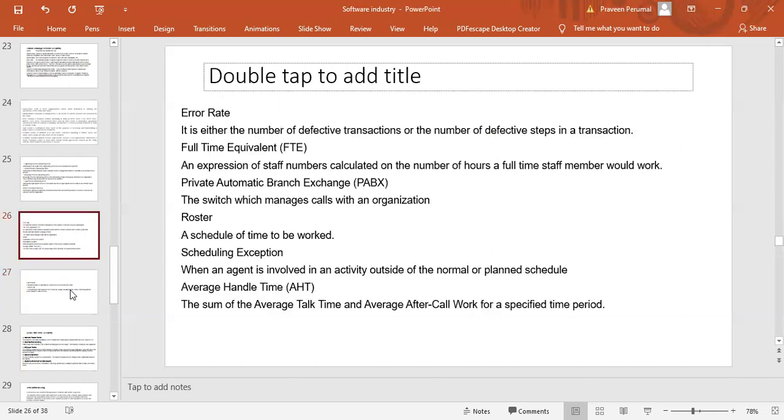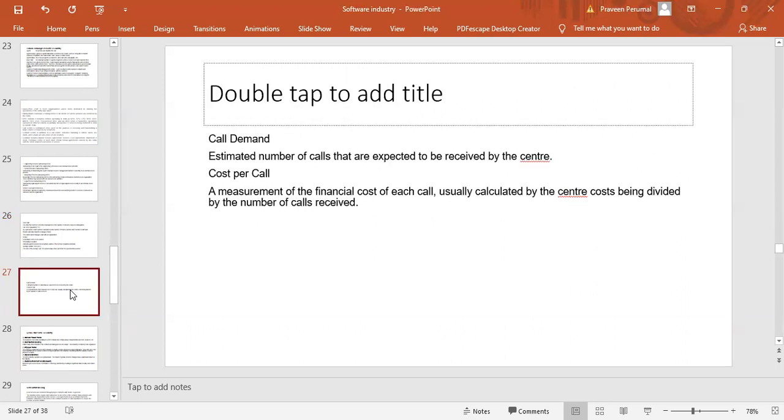Average handling time, sum of average talk time and average after call work for a specified time period. Busy hour, a telephone traffic engineering term referring to the hour of time in which a trunk group carries the most traffic during the day. Call demand, estimated number of calls that are expected to be received by the center. Cost per call, a measurement of the financial cost of each call, calculated by the center cost being divided by number of calls.